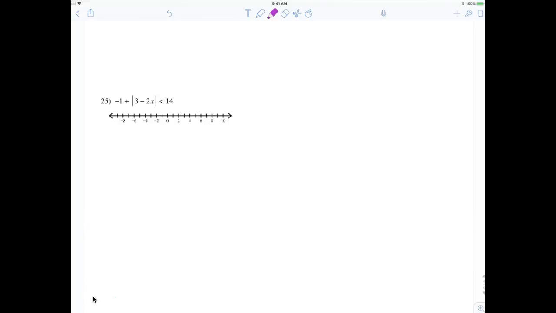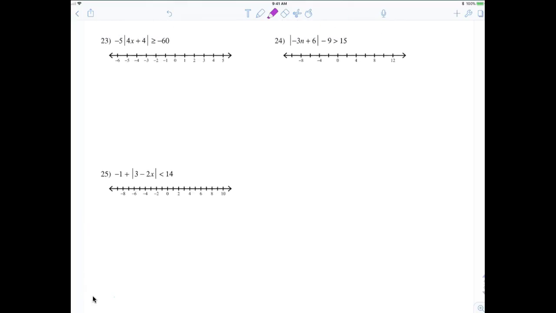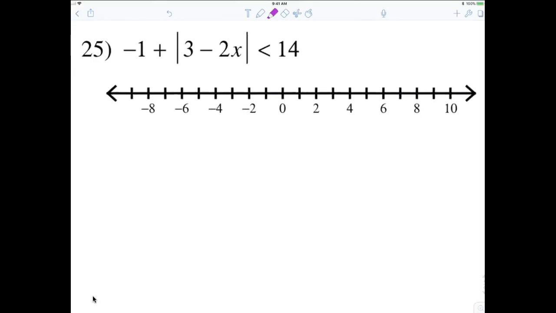All right, let's knock out 25. So the first thing I have to do is what? You have to isolate the variable. So I have to do what? You guys are not answering my question. Adding 1. You're isolating the absolute value.